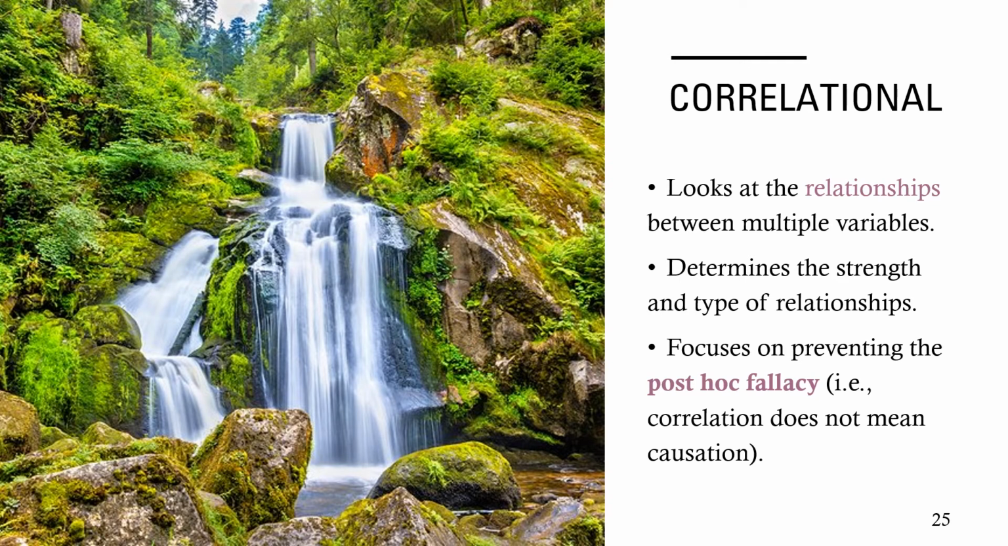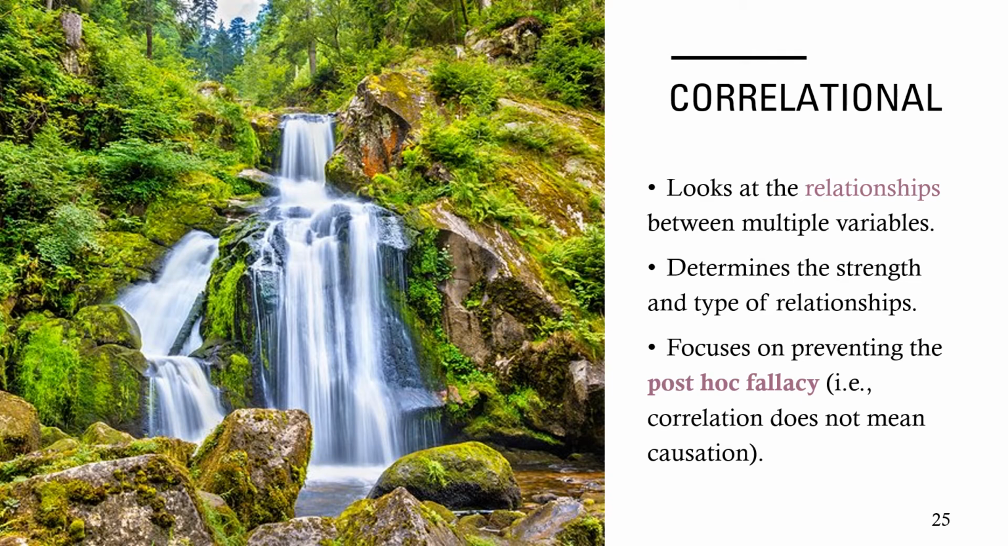So usually you have two different factors. You are trying to determine the relationship between maybe ice cream and boating accidents, right? This is my favorite example, but you've seen an increase in both ice cream sales and boating accidents, right? And the main thing here is that you have to focus on preventing the post hoc fallacy. And the post hoc fallacy is that correlation does not mean causation, okay?